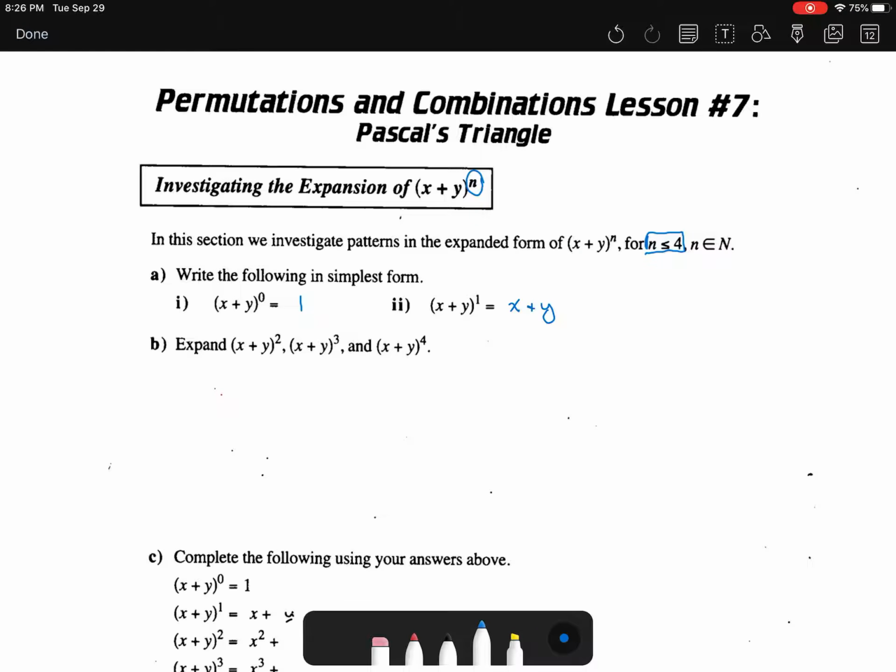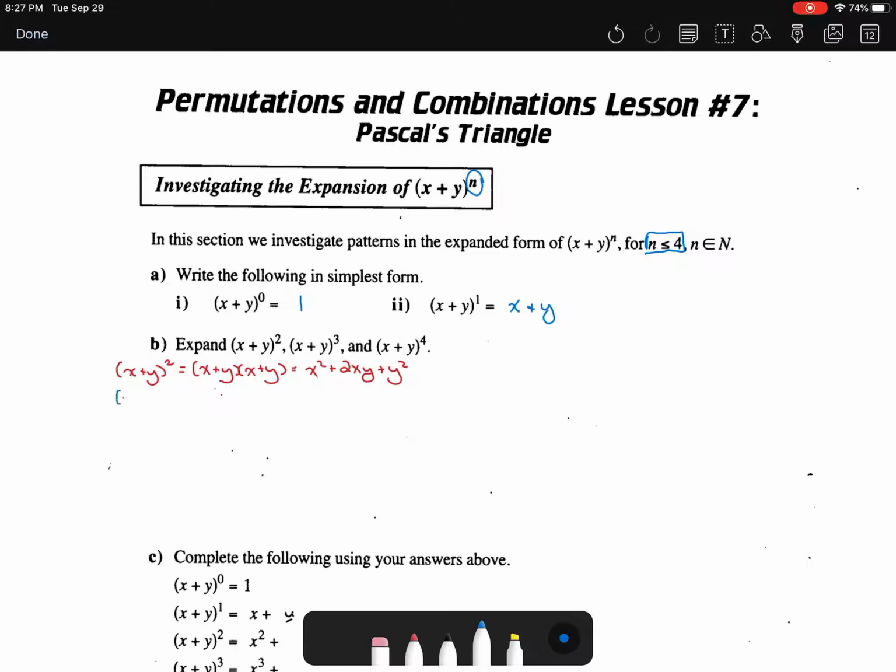It gets a little more complicated in B here, so they want me to expand x plus y squared. Now, when I write that out, what it means is x plus y times x plus y, right? That goes back to your math 10. When I expand that, making sure I multiply each term in each binomial by every other term in the other binomial, you end up with x squared plus 2xy plus y squared. So nothing too crazy yet.